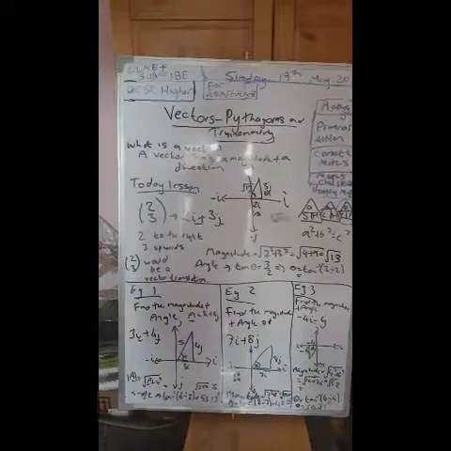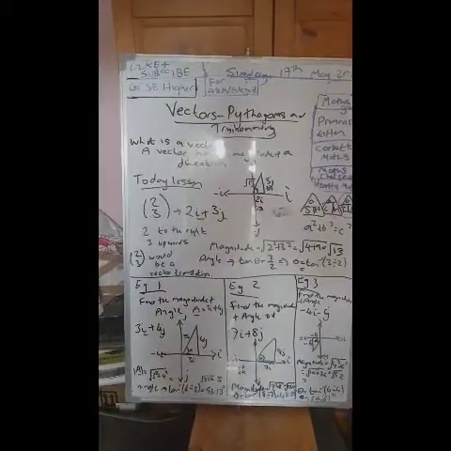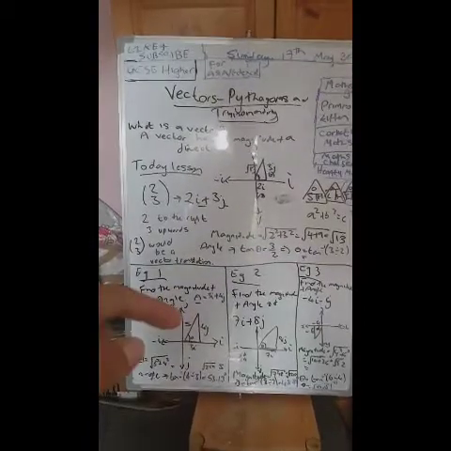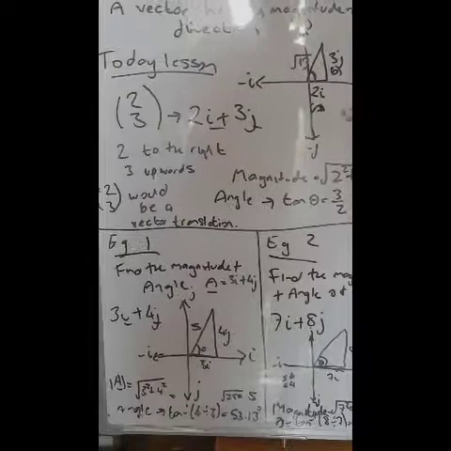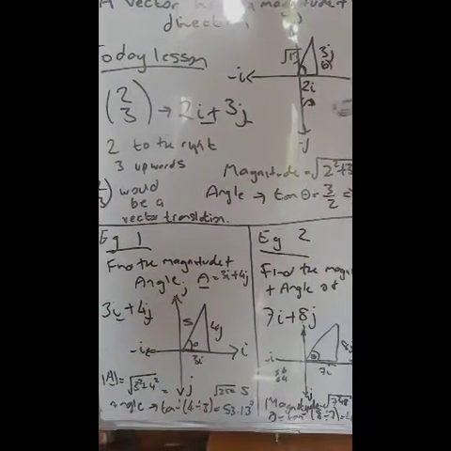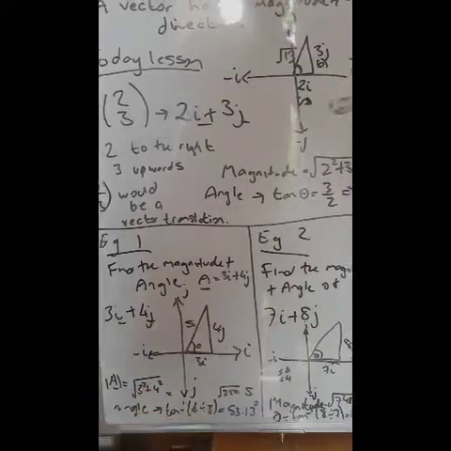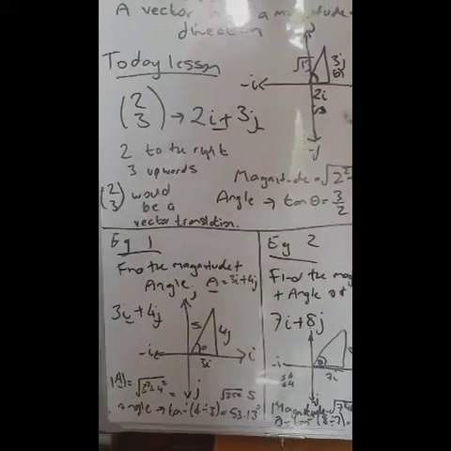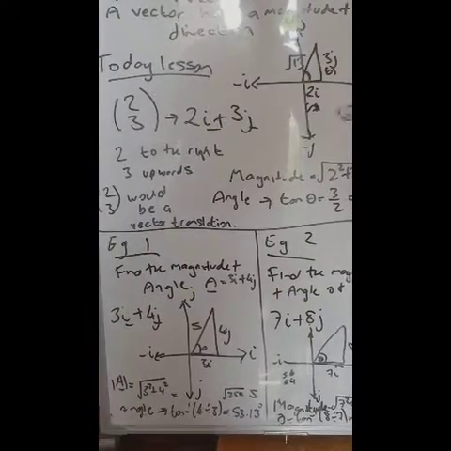So it would be the square root of 25, which would give me 5. So my magnitude is 5. And then to work out my angle, it would be inverse tan of 4 over 3, because it's opposite over the adjacent. So it's inverse tan of 4 over 3. So that is how I'd work that one out.